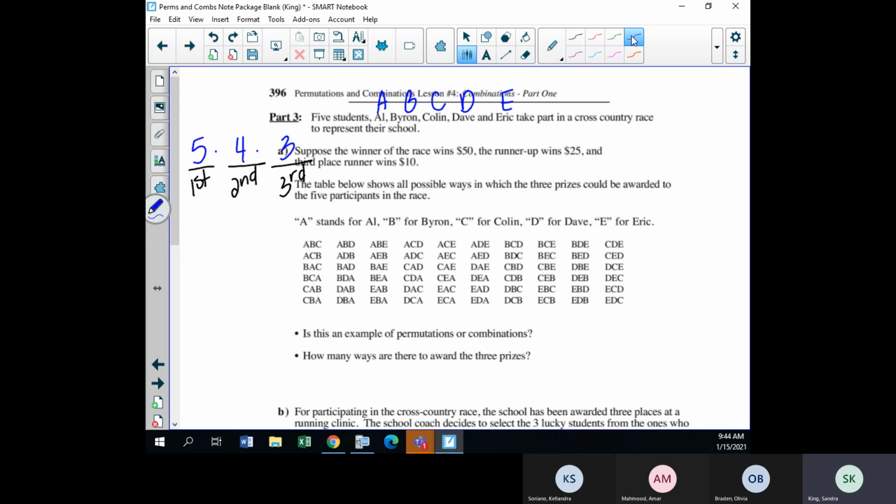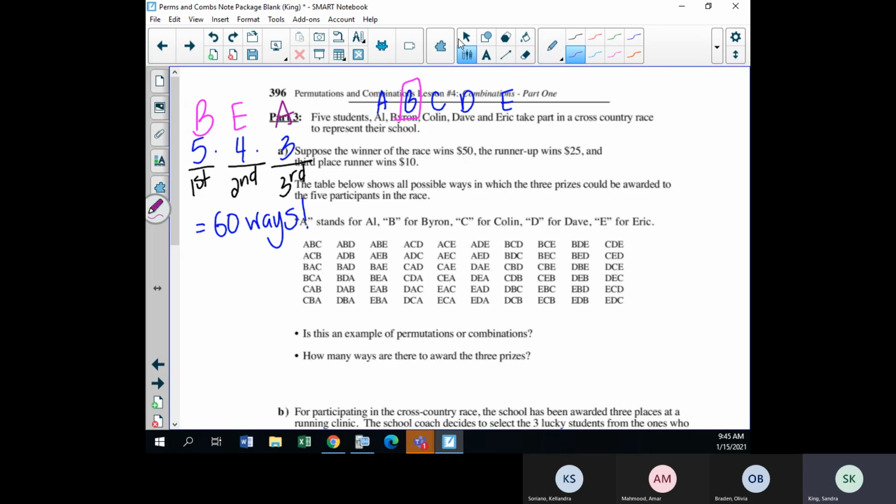Permutation, right? So 5 times 4 times 3 is equal to 60 ways that those 5 kids could get first, second, and third place. The reason why order matters when you run a race is, let's say that Brian got first, let's say that Eric got second, and let's say that Al got third.